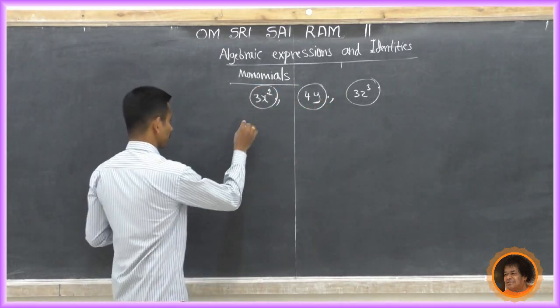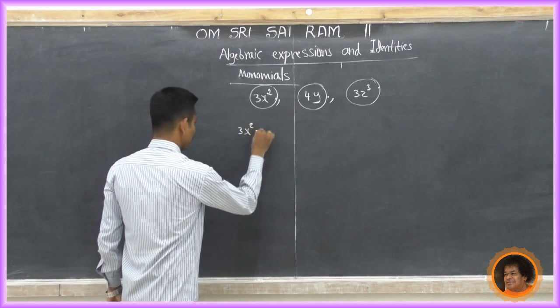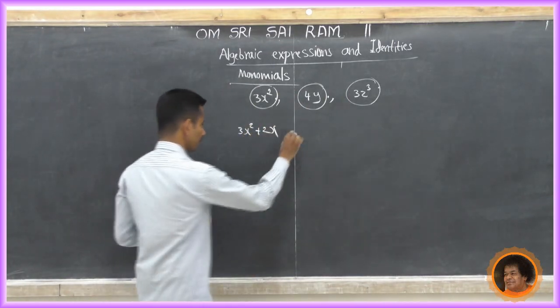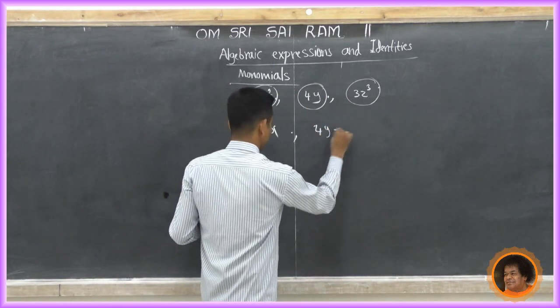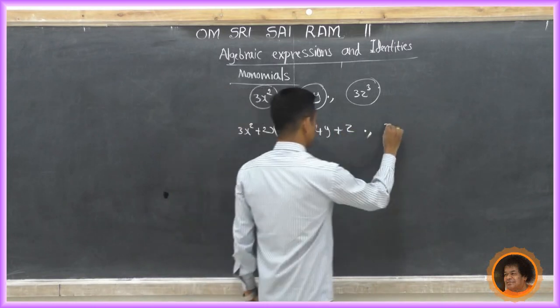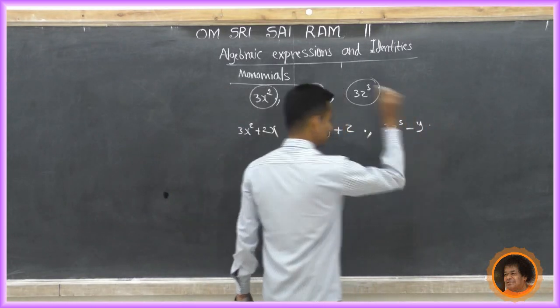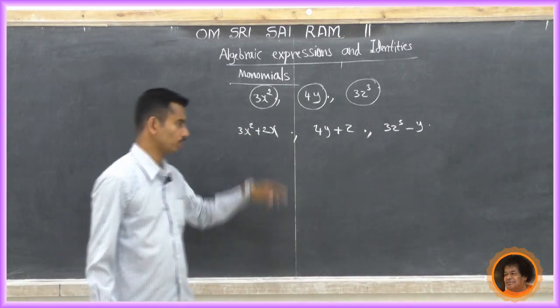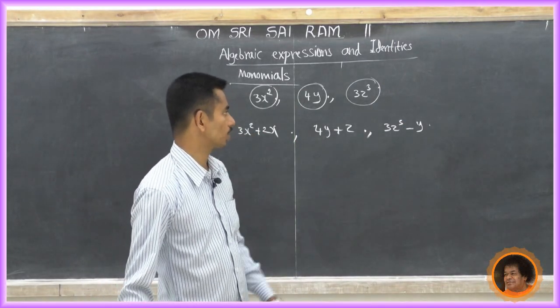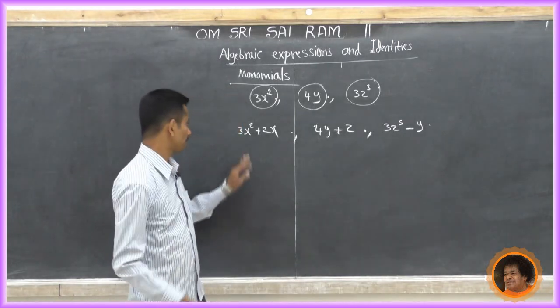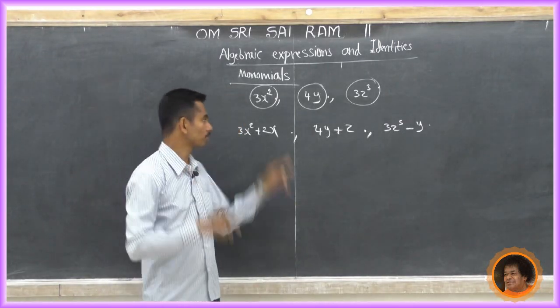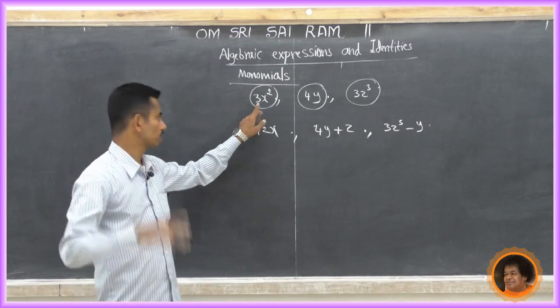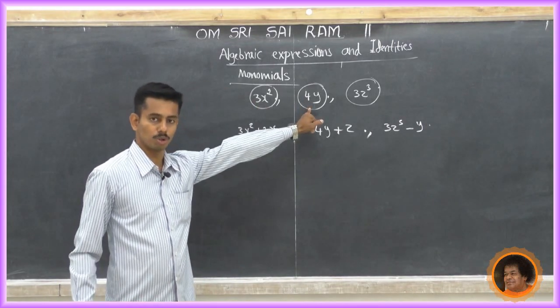I will write another example. 3x squared plus 2x, 4y plus z, 3z cube minus y are examples for binomial. What is the condition for monomial? An expression which contains a single term is called monomial.